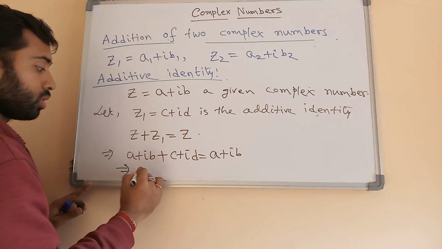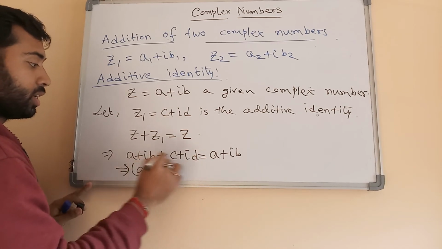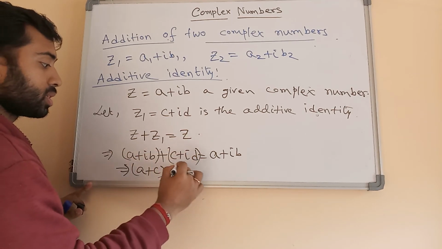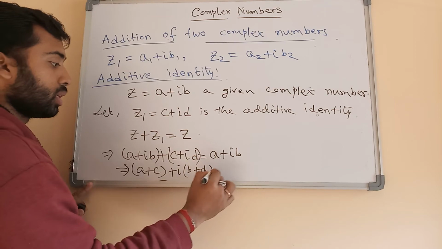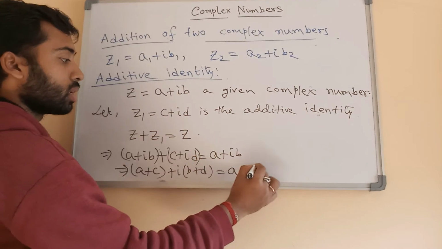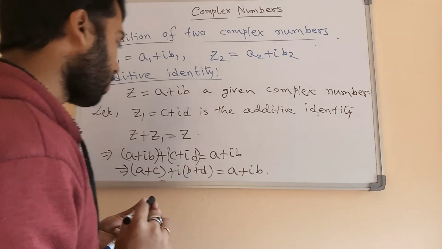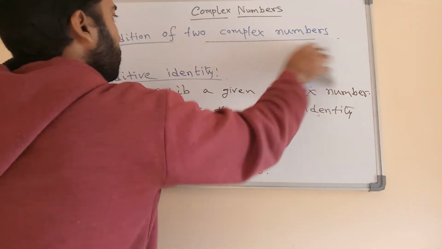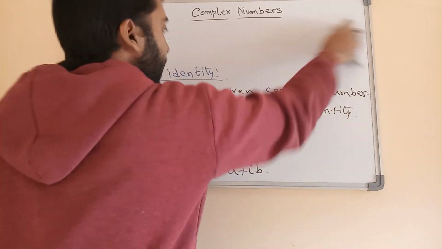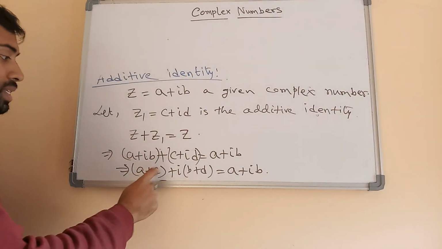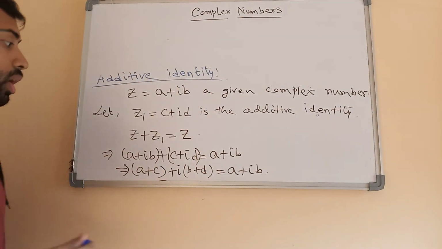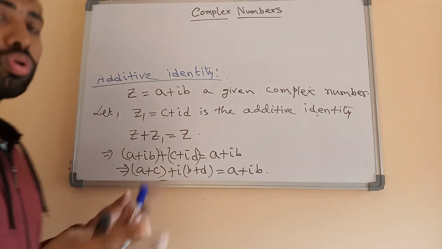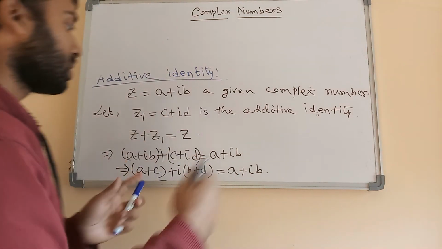So the rule for the addition: a plus c, the real part, and the imaginary part, plus i into b plus d, that will be same as a plus ib. So before finding the values for c and d, I should tell how to equate two complex numbers from right hand side and left hand side.